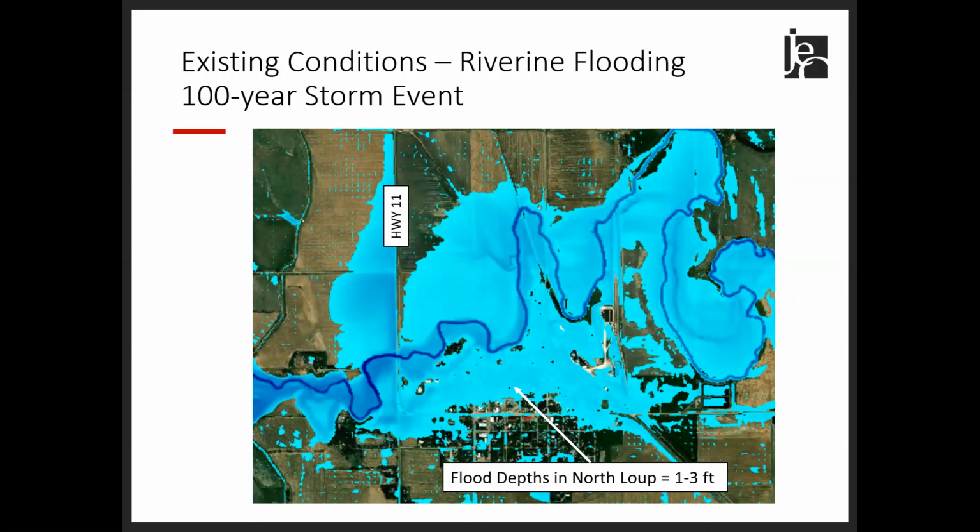Thanks, Jake. What we're looking at here is the existing conditions on the 100-year storm event for the riverine flooding in North Loop. Inside the city of North Loop, you're seeing flood depths anywhere from 1 to 3 feet.